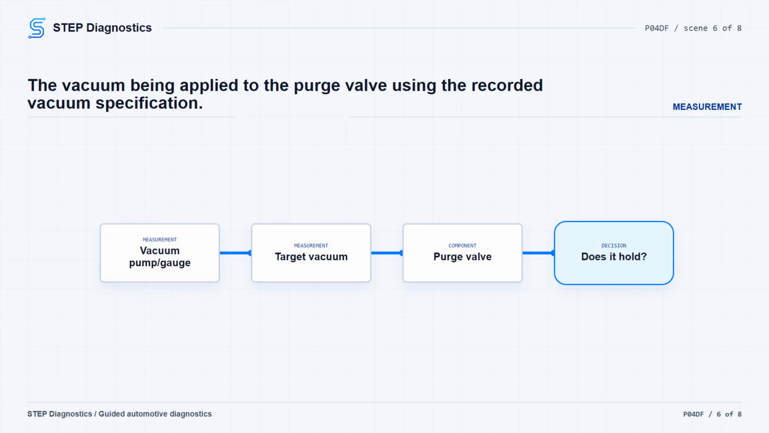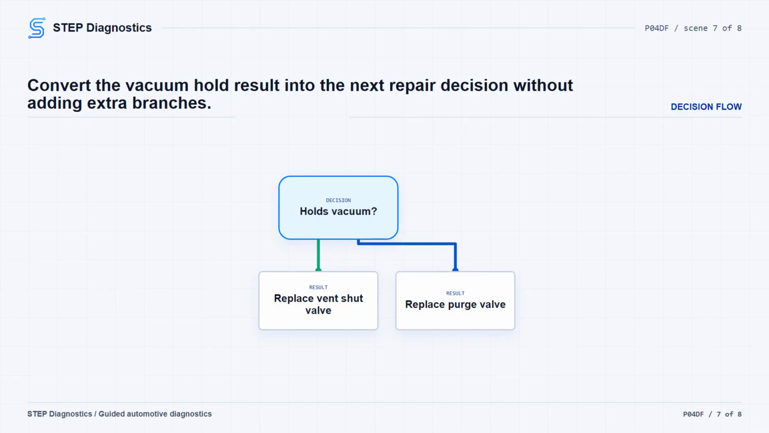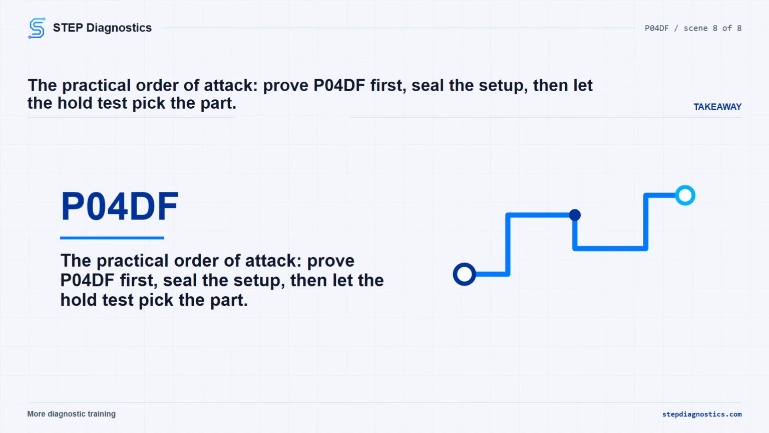The decision is simple. Does it hold vacuum? If it does hold vacuum, replace the EVAP canister vent shut valve. If it does not hold vacuum, replace the EVAP canister purge valve. After the repair, keep verification separate from the component test. Confirm P04DF stays gone under the conditions that originally exposed the fault before calling it fixed.